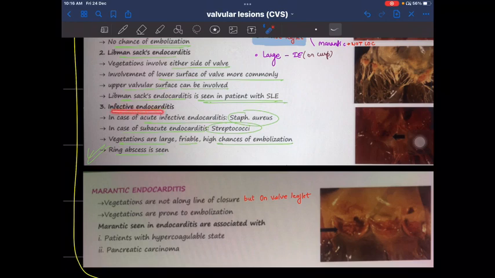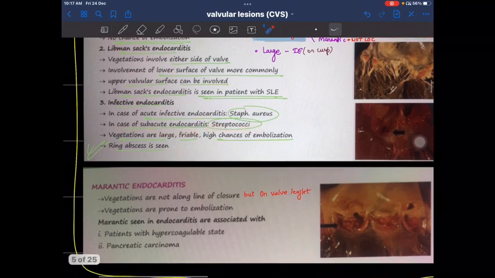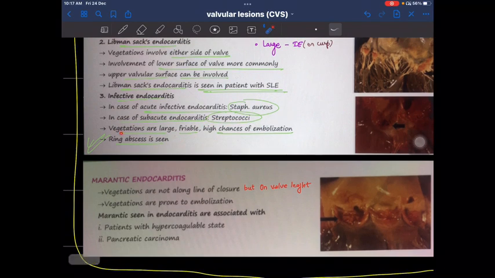Infective endocarditis. In case of acute infective endocarditis, it is caused by Staph aureus, and in case of subacute endocarditis, it is caused by Streptococcus. All right. Vegetations are large, they are friable, and there are high chances of embolization. Ring abscess is also seen.